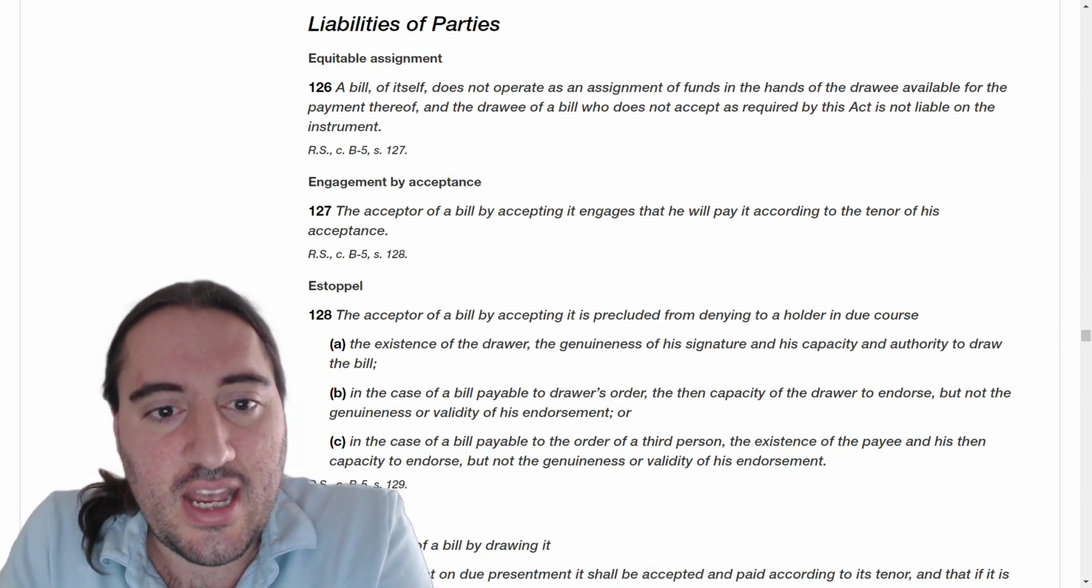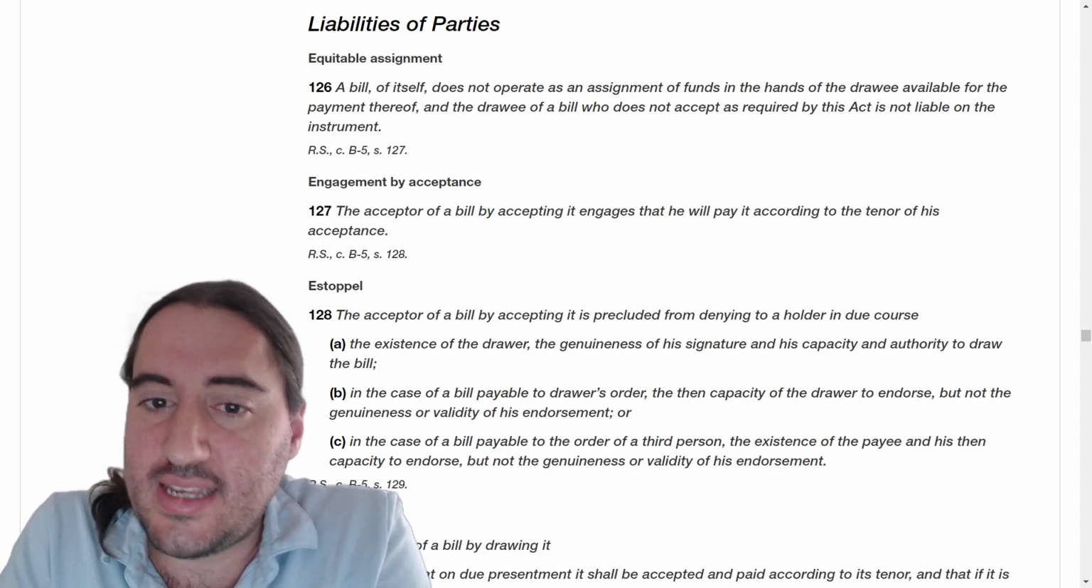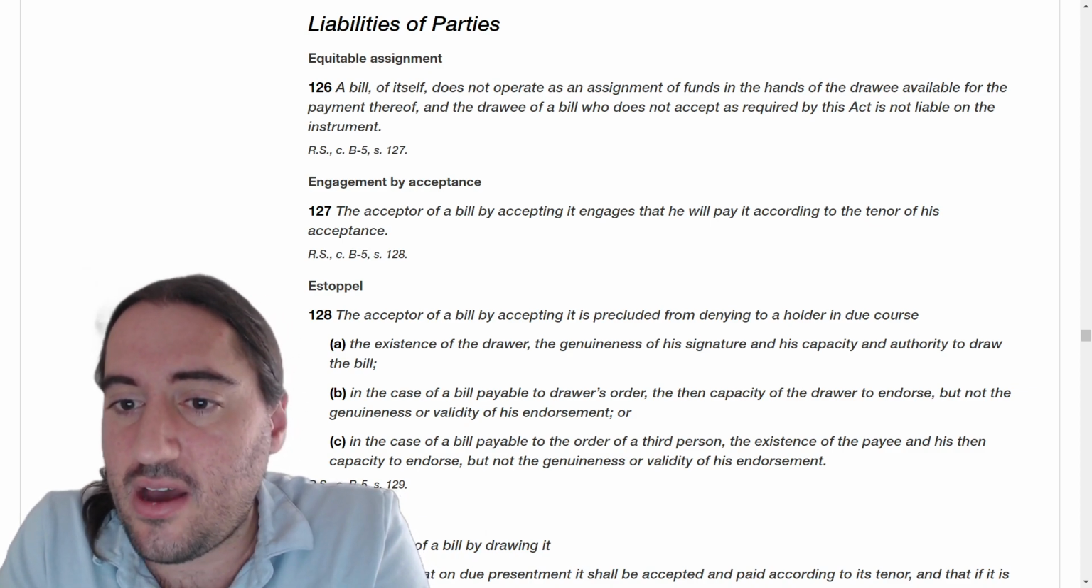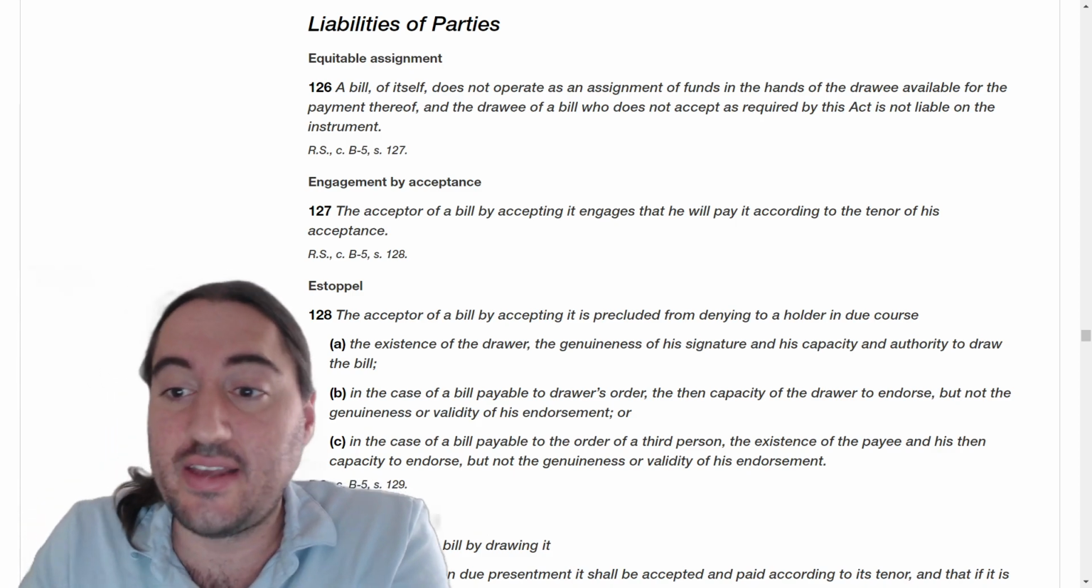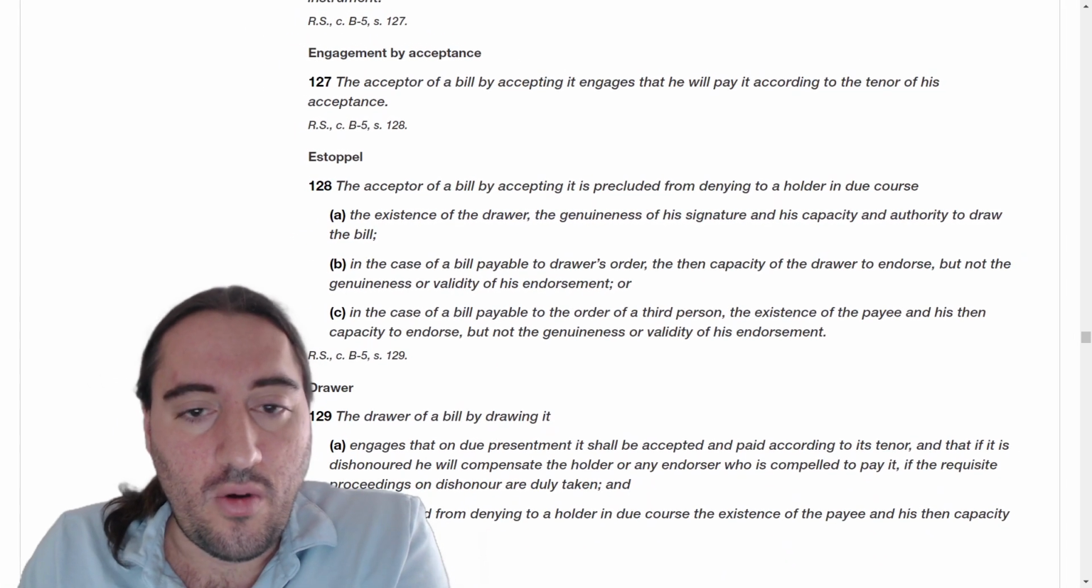Engagement by acceptance. The acceptor of a bill, by accepting it, engages that he will pay it according to the tenor of his acceptance.